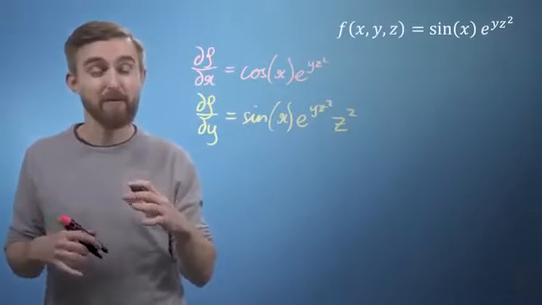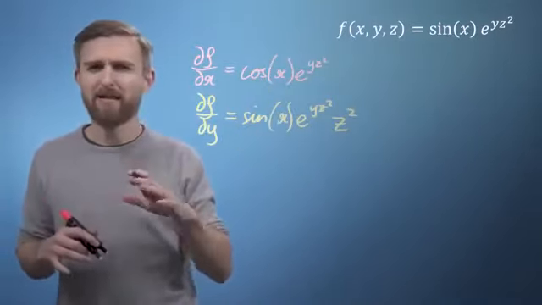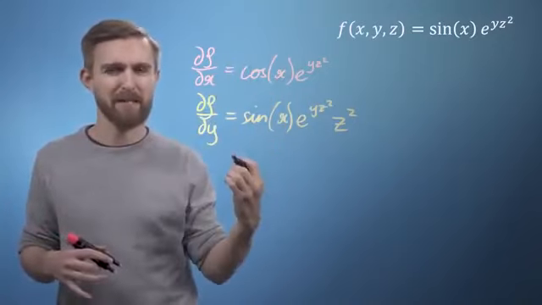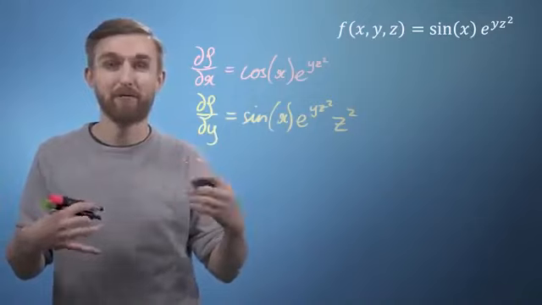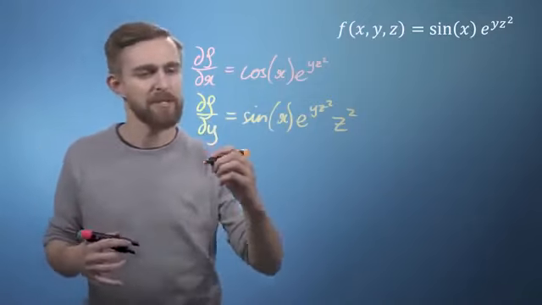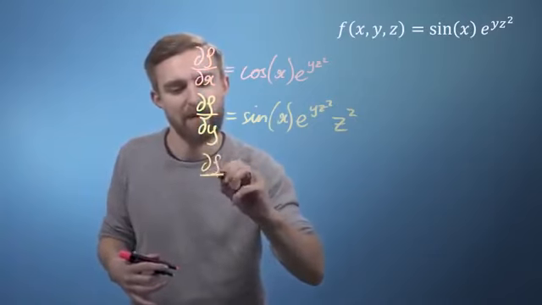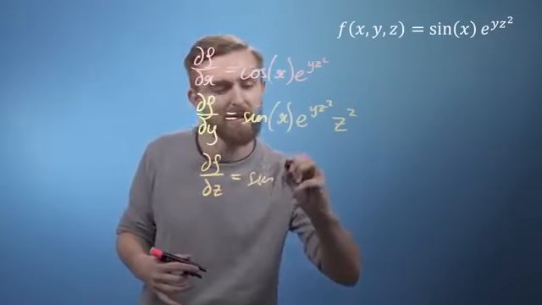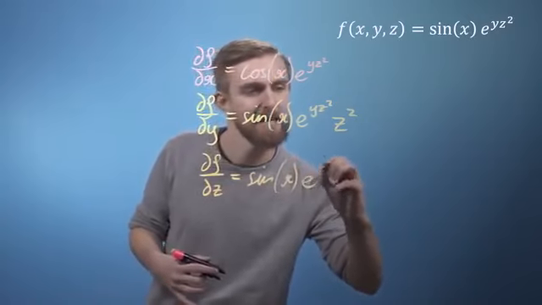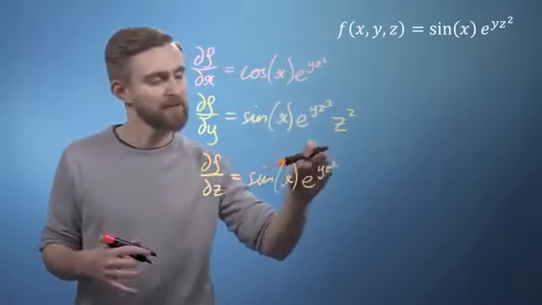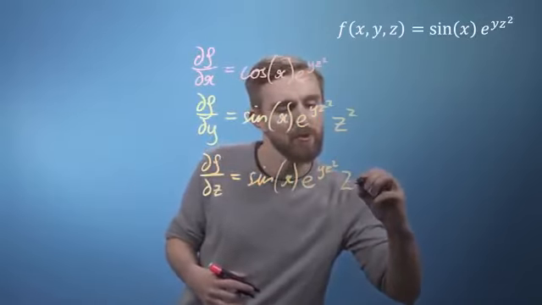Lastly, we'll differentiate with respect to z. Once again, the only z is in the exponential term, so similar to the previous example, we simply multiply through by the derivative of the exponential with respect to z. So we just get df by dz is going to equal sine x once again e to the yz squared, and this time the derivative of this thing is 2yz.